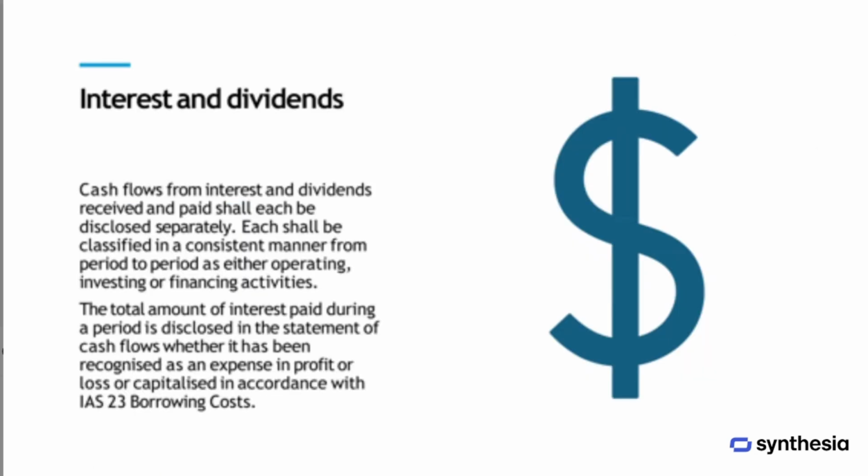Cash flows from interest and dividends received and paid must be disclosed separately in the statement of cash flows. Each type of cash flow should be classified consistently from period to period as either operating, investing, or financing activities. Additionally, the total amount of interest paid during a period must be disclosed in the statement of cash flows, whether it has been recognized as an expense in profit or loss or capitalized in accordance with IAS 23, which covers borrowing costs.